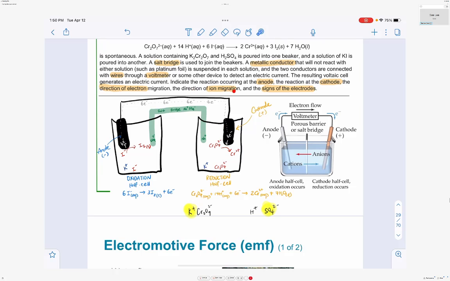Direction of ion migration: the anion of the salt bridge is going to migrate towards the anode. The cation of the salt bridge will migrate towards the cathode. Signs of the electrodes: anode is always negative, cathode is always positive. Okay.